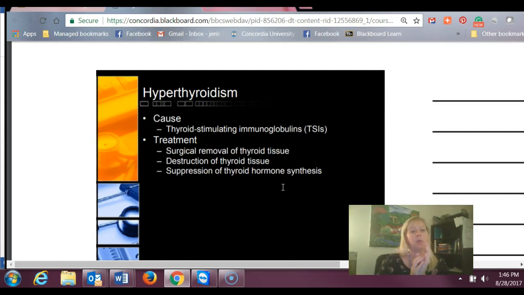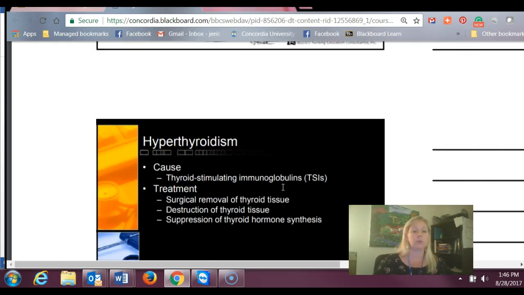Hyperthyroidism is caused by thyroid stimulating immunoglobulins, so it is an autoimmune disease. For the treatment, there are different types you can do. Either you remove the thyroid tissue, which is usually done if you have a goiter like the one we saw in Plummer's disease, yes, they would do that. Or you do the destruction of the thyroid tissue, that would be with the radioactive iodine. Or you suppress the thyroid hormone with medications. So that's a step approach.